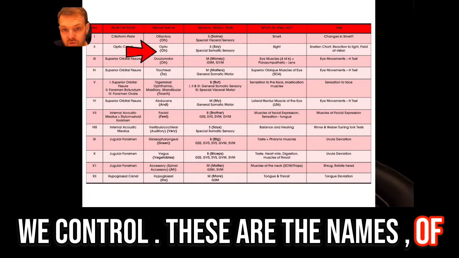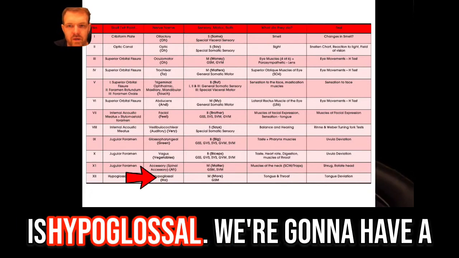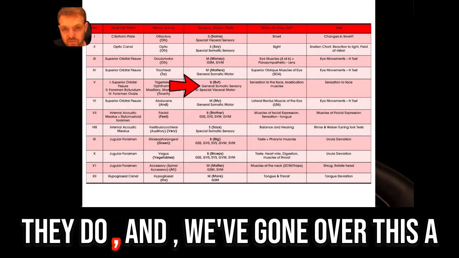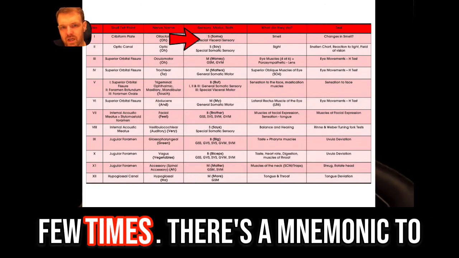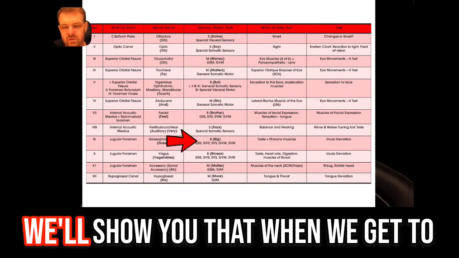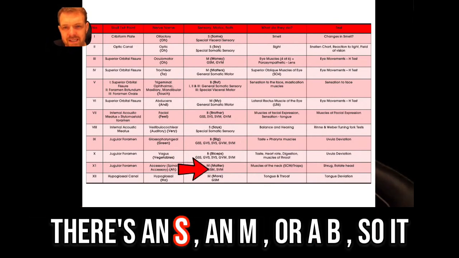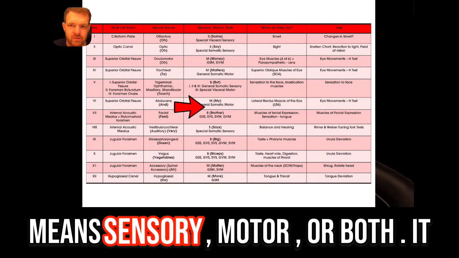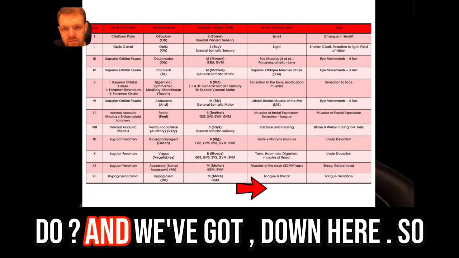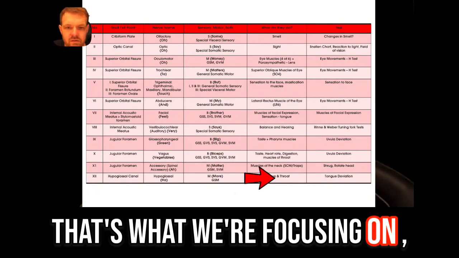These are the names of the nerves all down here, and we're going to finish off on this one, which is hypoglossal. We're going to have a look at that one today. This is what they do, and we've gone over this a few times. There's a mnemonic to help remember what they do, so we'll show you that when we get to the slides. And you'll see whether there's an S, an M or a B, so it means sensory, motor or both. It does both. And then what does it do? And we've got down here, so you can see here, tongue and throat. That's what we're focusing on today.